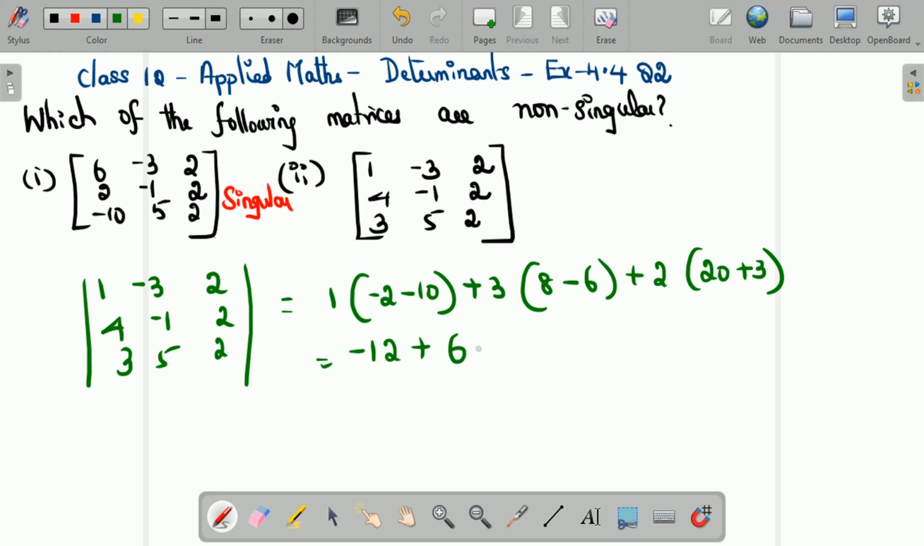This is 23 into 2, so it is going to be equal to 46. So if you evaluate, this is minus 12 plus 6, which is minus 6. 46 minus 6 is equal to 40, which is not equal to 0. So this particular matrix is going to be a non-singular matrix.